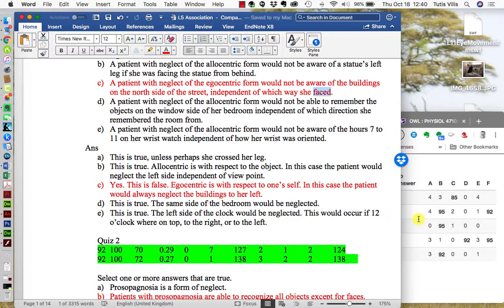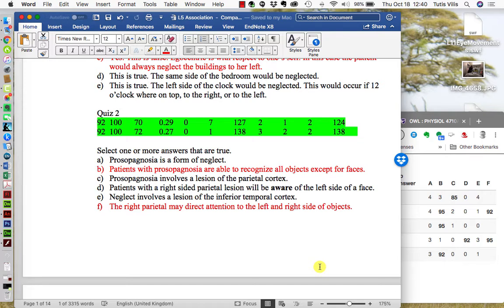The next question is select one or more answers that are true, and the true ones in this case are 2 of them, this one and this one, B and F. So some answered that prosopagnosia is a form of neglect. No, it's that you just don't see the whole face. It's not just half a face that you don't see, and it's just a lesion of one part of your cortex that is responsible for faces. So that has nothing to do with neglect, which is primarily in the parietal cortex and not the inferior temporal cortex.